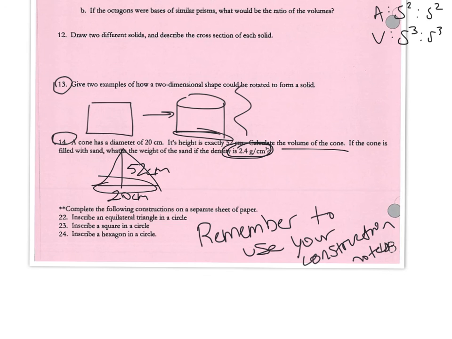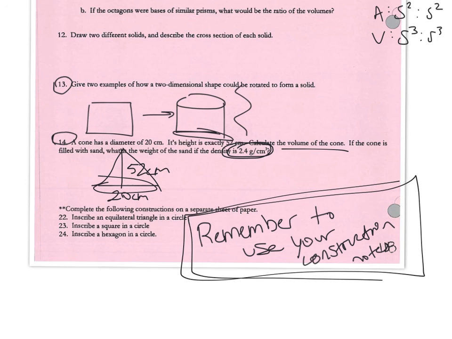And lastly, 22, 23, 24, there will be constructions on this test, but remember, you can use your construction notes. Okay, so take a look for that yellow sheet, see if you have it. If not, please print another copy off of Schoology.